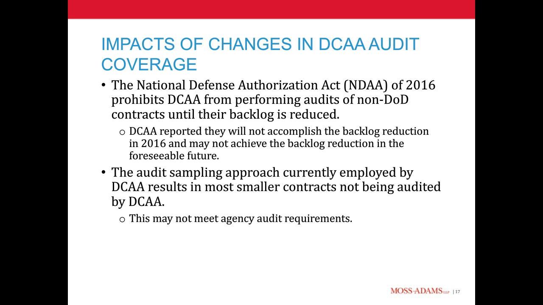So the audit sampling approach currently employed by DCAA results in most smaller contracts not being audited by DCAA. So in addition to the issue of the NDAA change and not having contracts audited because of that, there's also this change that happened in 2013 whereby DCAA adopted an audit sampling approach where they would classify contracts as being low risk and thereby not auditing the majority of those. So that has further presented issues to contractors when the majority of their subcontracts are falling in these buckets and not being audited by DCAA, and the contractor trying to figure out how it's going to close out his contracts in those circumstances. So this situation affects any type of audit.